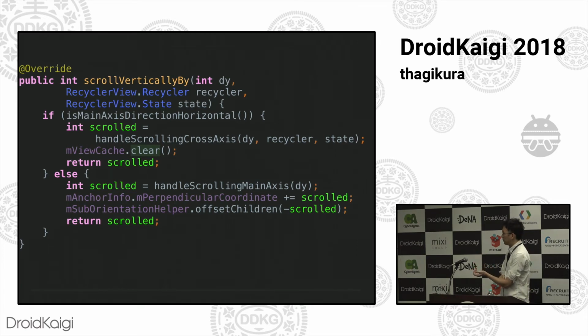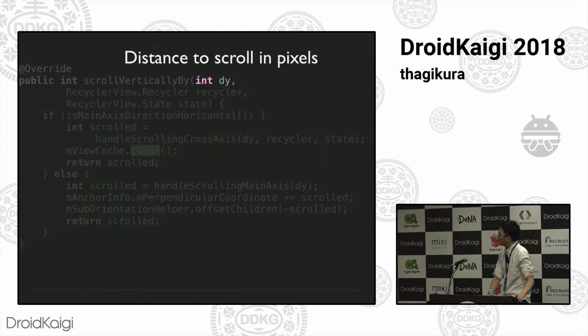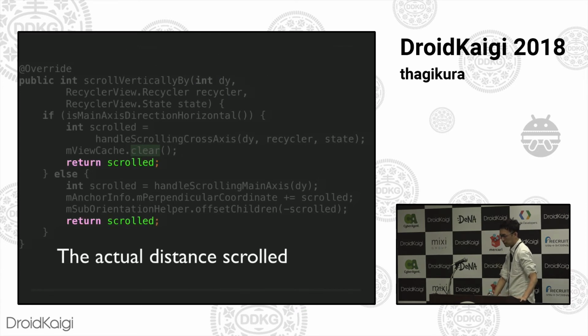Then here is a simplified version of the scrollVerticallyBy method. Likewise, you don't have to understand every step of the code right now. But to highlight some important aspects of this method, the distance to scroll in pixels is passed as an argument. This is the actual distance that the user is trying to scroll. Then the actual distance scrolled is returned from this method.